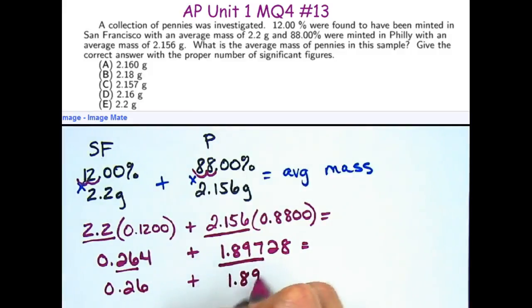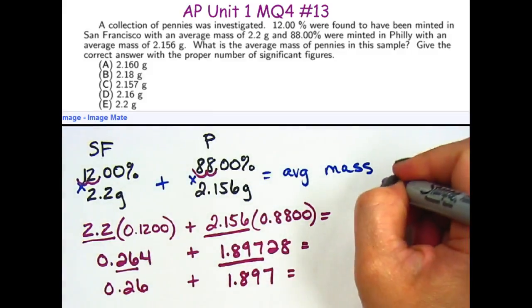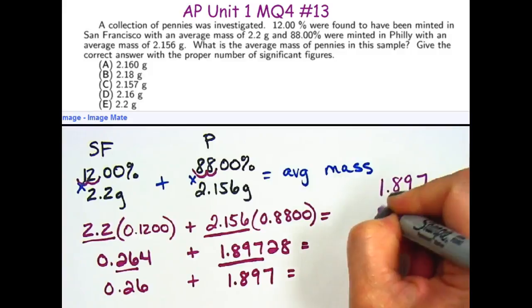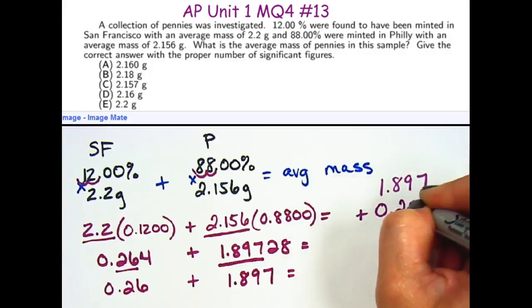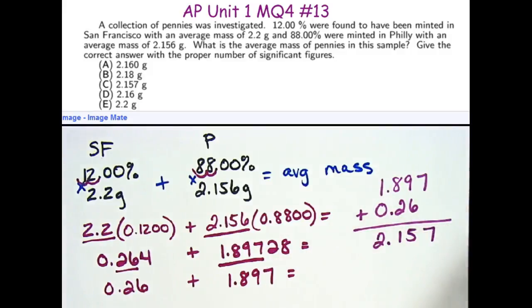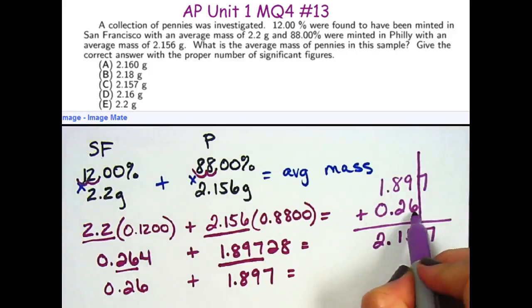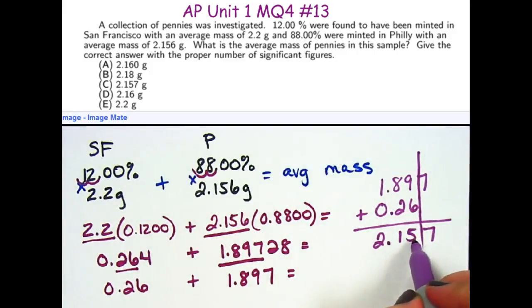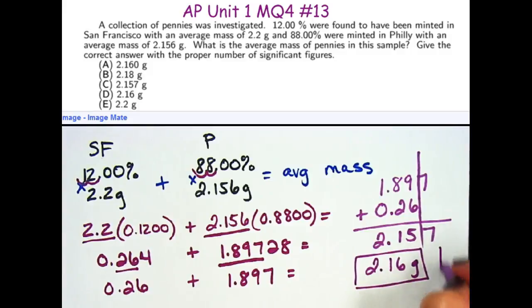be 1.897. So now I'm going to add these two values to each other, and I'm going to look at them vertically. 1.897 plus 0.26. And this gives me 2.157. Now remember that we have to cut this off based on decimal places, and so our cutoff will be here because this only goes as far as the hundredths place, and so my answer can only go as far as the hundredths place. That 7 is going to round that 5 up to 6, and that answer is letter D.